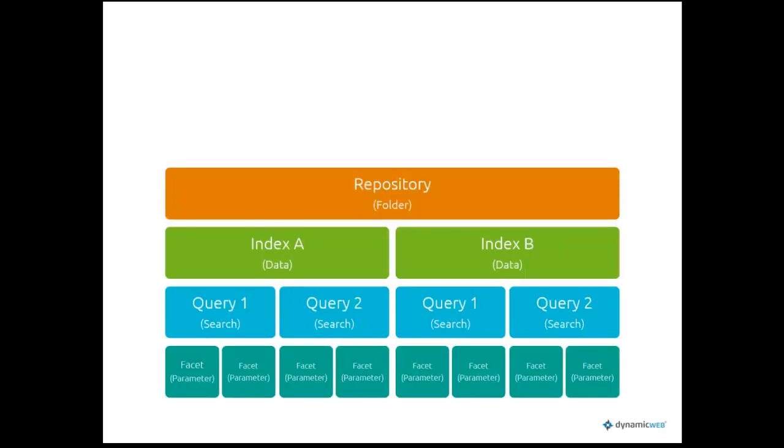You can also think of it as a hierarchical structure where you have the repositories at the top. In those you might have multiple index definitions, and for these index definitions you might have multiple queries, and multiple facet groups, and so on. So this is a layered structure of how things are built on top of each other. You might also flip this around.